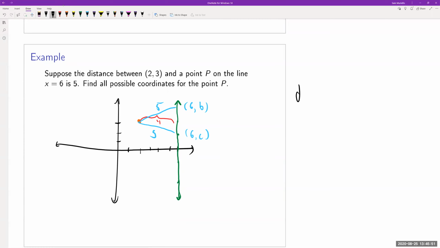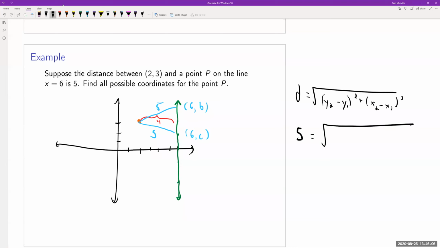So starting off just by repeating the distance formula, and then we'll fill in all of the blanks. 5 is the distance that I'm looking for. Y2 is the unknown number. Let's just put B for now. Minus the known y-coordinate is 3. Similarly, in terms of x's, I'm going from 6 minus 2.